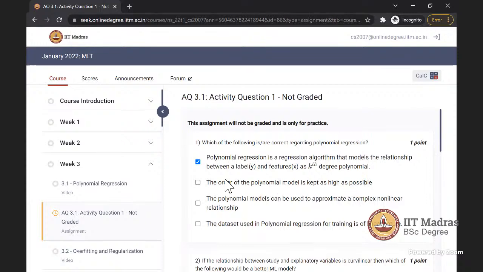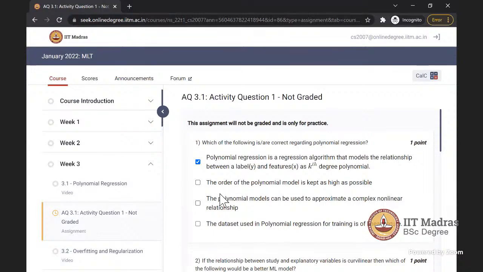The next option is, the order of the polynomial model is kept as high as possible. This is a bit interesting. What do you think of this one? No, it should not be too high, not be too low. Exactly. The option suggests to make it as high as possible, I mean, make it 100, 200,000 or something. But no, in practice, that is not what we do.